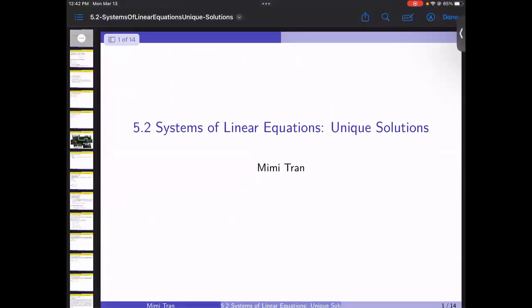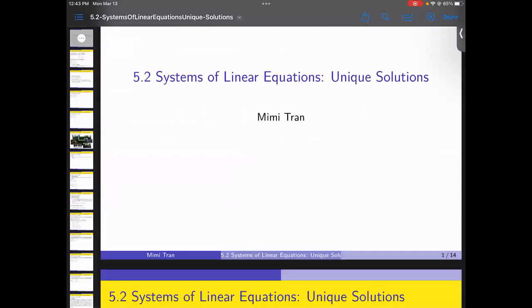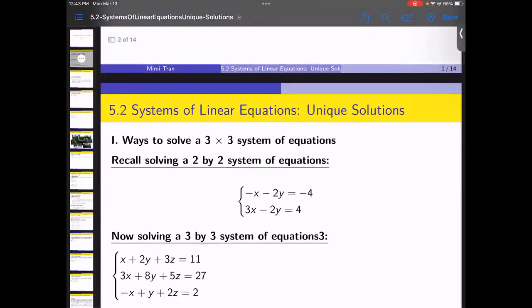Okay, 5.2, we continue with system of equations, except it's slightly harder. Now, instead of 2 by 2, we're gonna have a 3 by 3. I mean, three equations, 3 variables. But the procedure is pretty much the same, or at least for the first part.